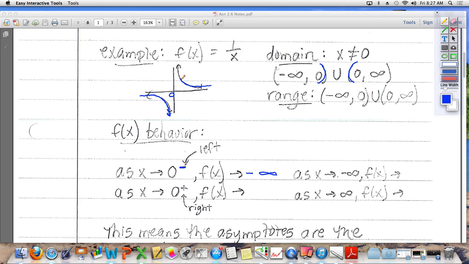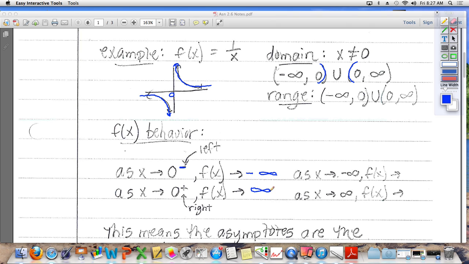Where is my graph headed? It's headed up to positive infinity. So in that case, we just do this. You can put a little plus in front of it if you want to, but you don't have to. Positive infinity. What about as the x value approaches negative infinity?